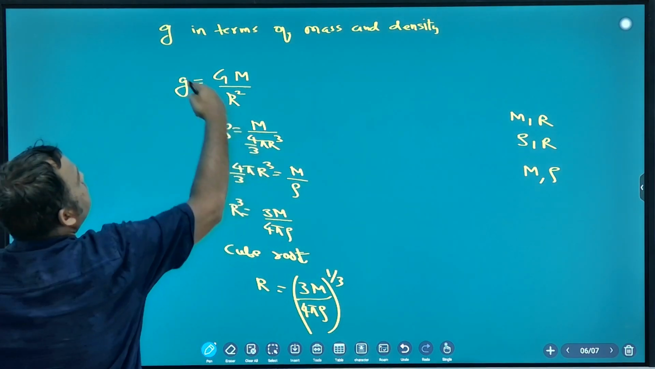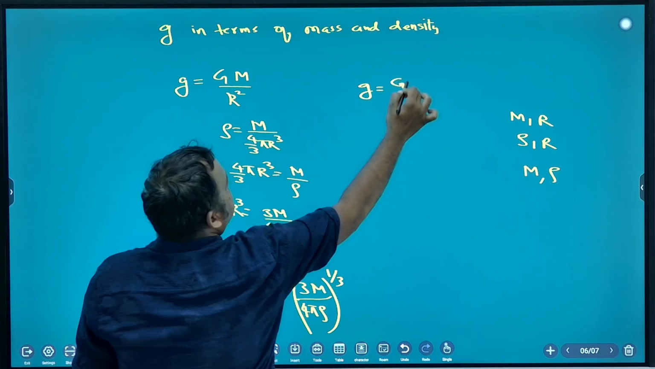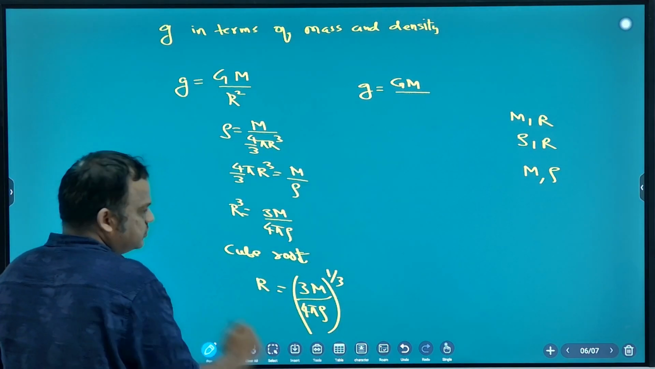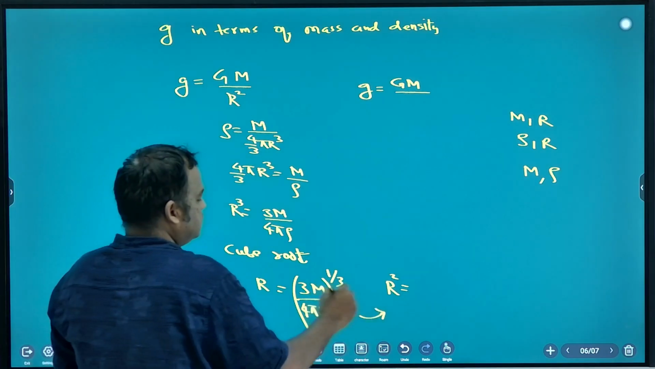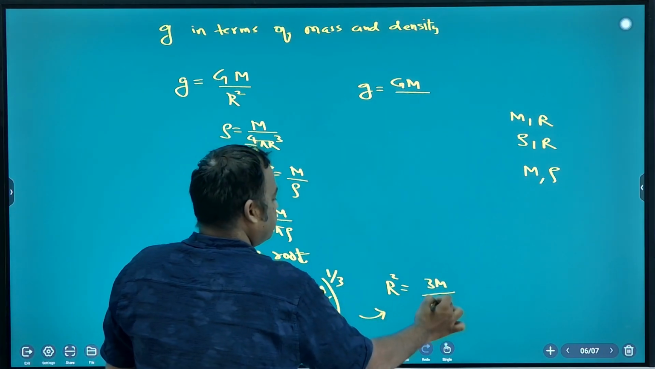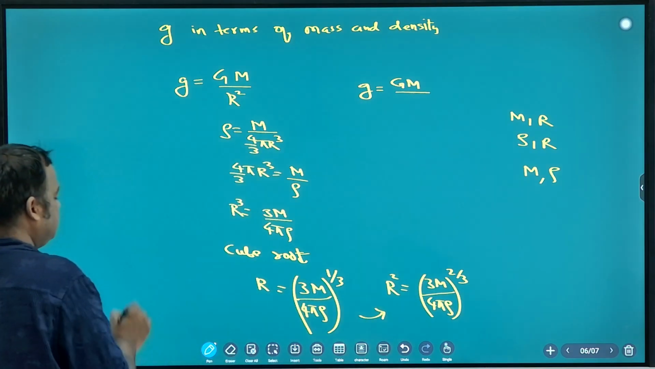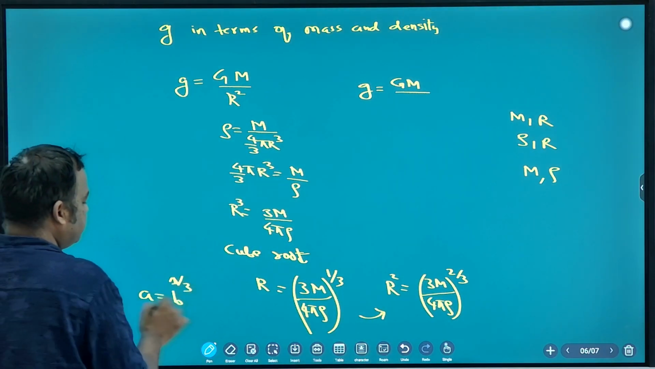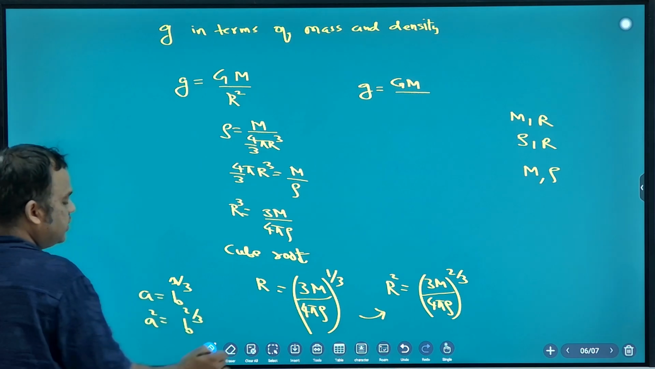Now substitute here. So g is equal to GM by r square. Now this is r, so what is r square? r square will be (3m by 4 pi rho) power 2 by 3. Suppose a is equal to b raised to 1 by 3. If you square both sides, a square will be b raised to 2 by 3. Correct?